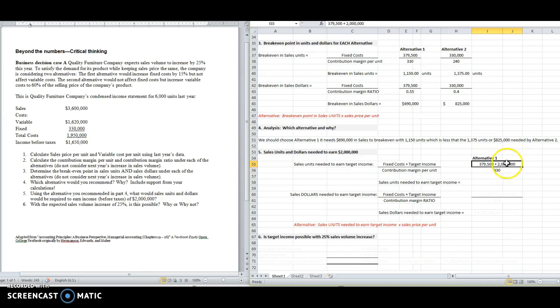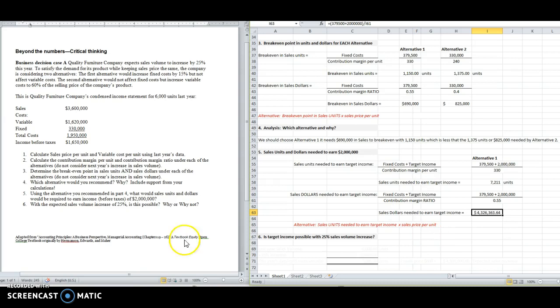So we take our fixed costs plus $2 million divided by the contribution margin, and we determine that we need 7,211 units. Whenever you have decimals for units, we always have to round up because we can't sell a part of a unit. So we do need to consider that. When we do our sales dollars that are required, we're going to use the contribution margin ratio of 0.55 or 55%, and we need approximately $4.3 million to break even.